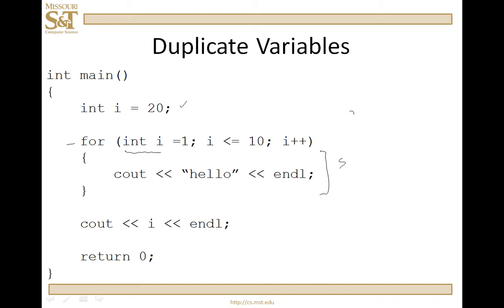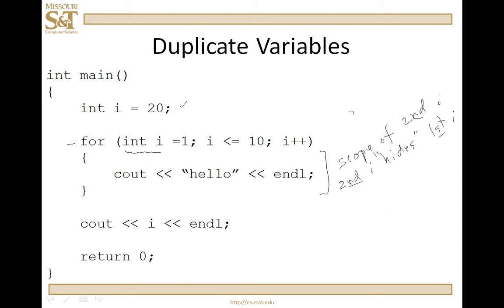Okay, so this is the scope of the second I. Inside that scope, the second I hides the first I. Hides, that's the term used, the first I. Okay? So if you want access to that first I, you don't have it inside that loop.